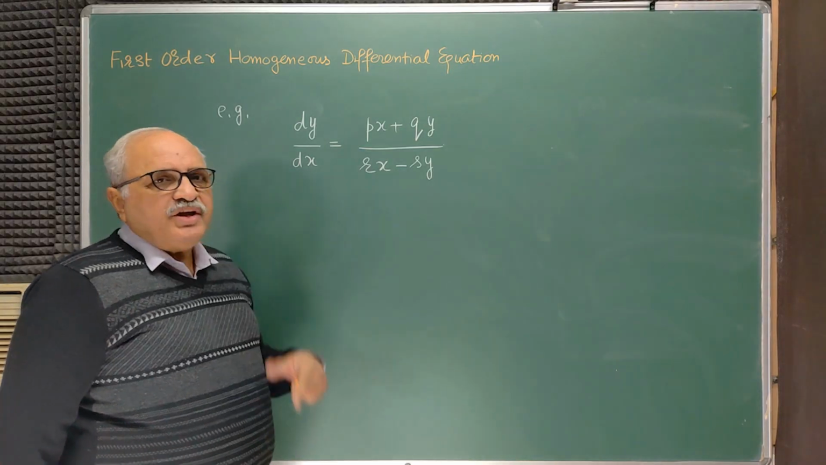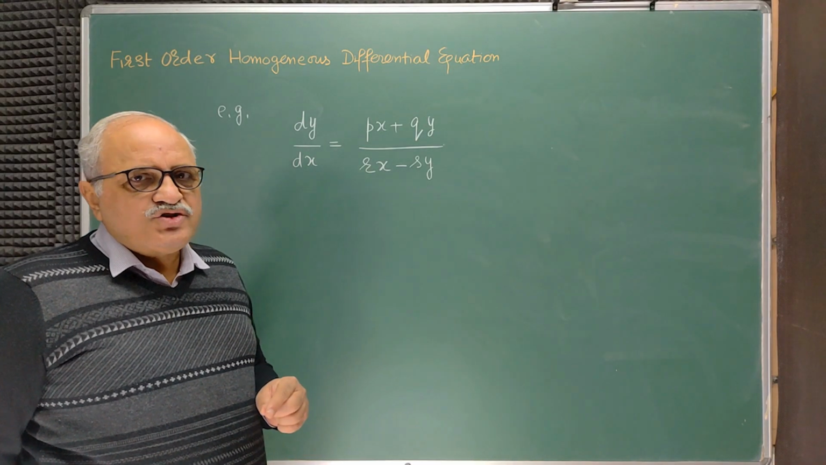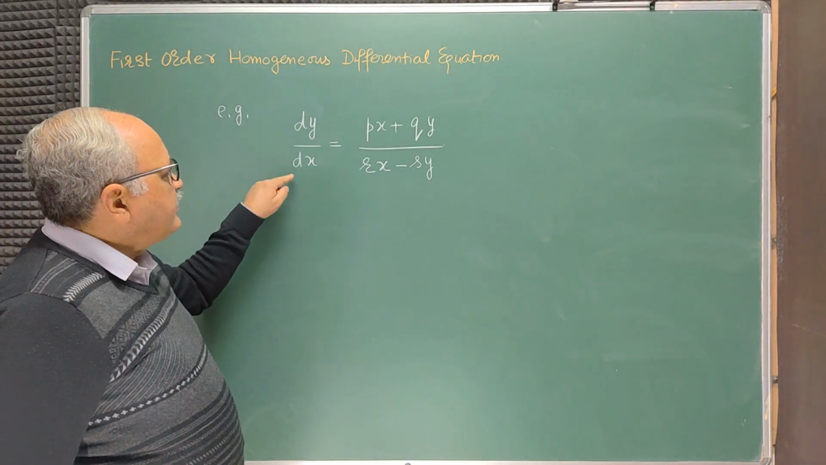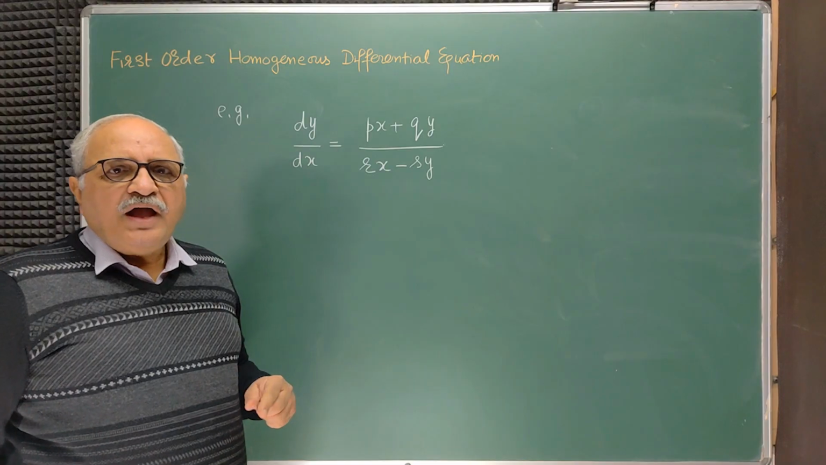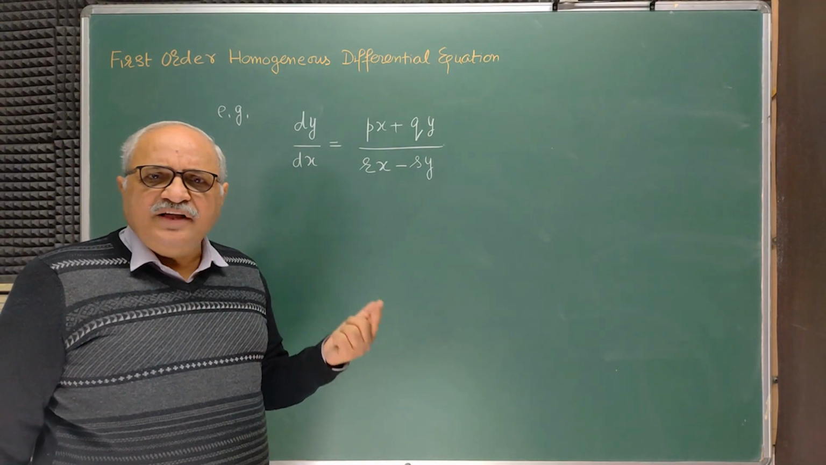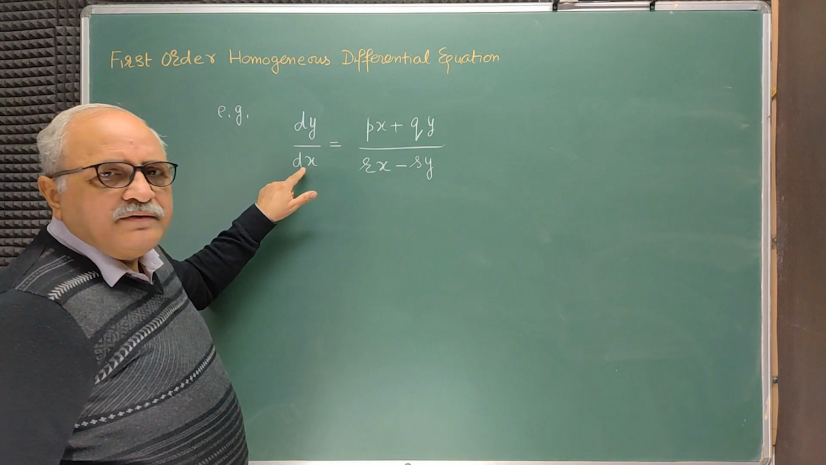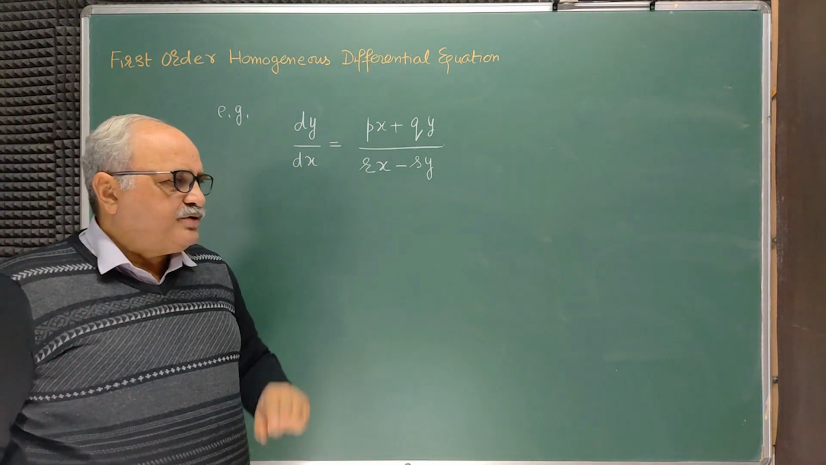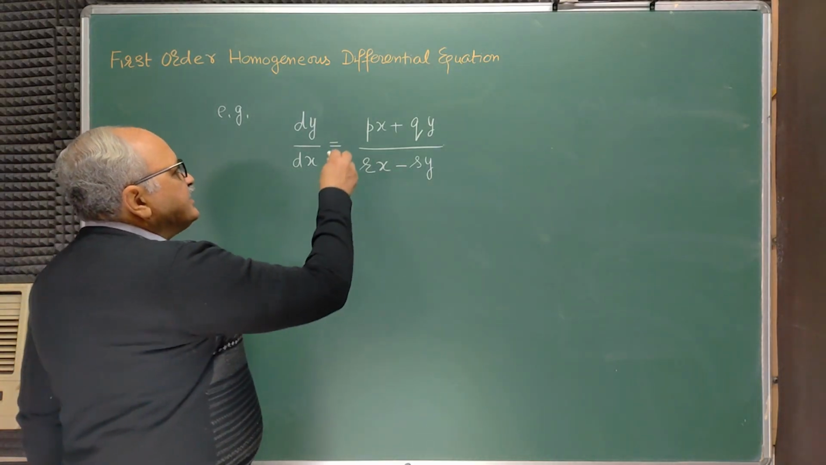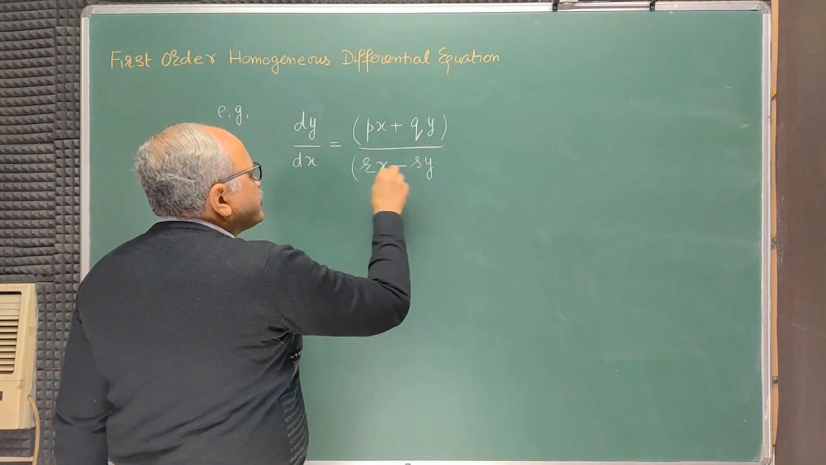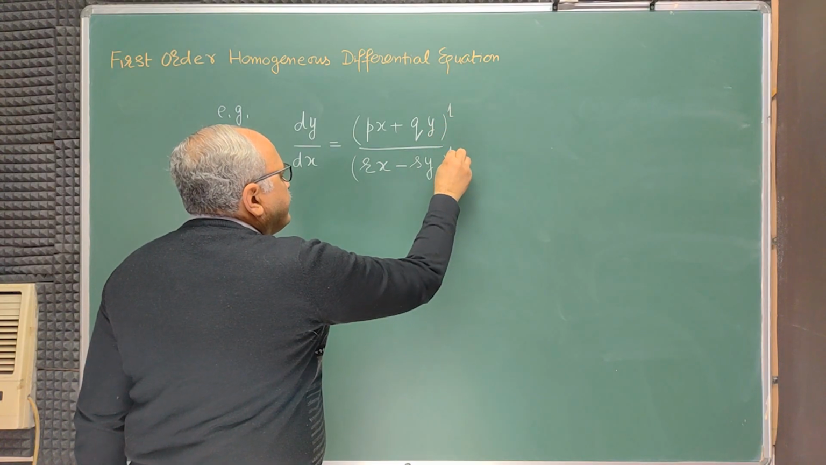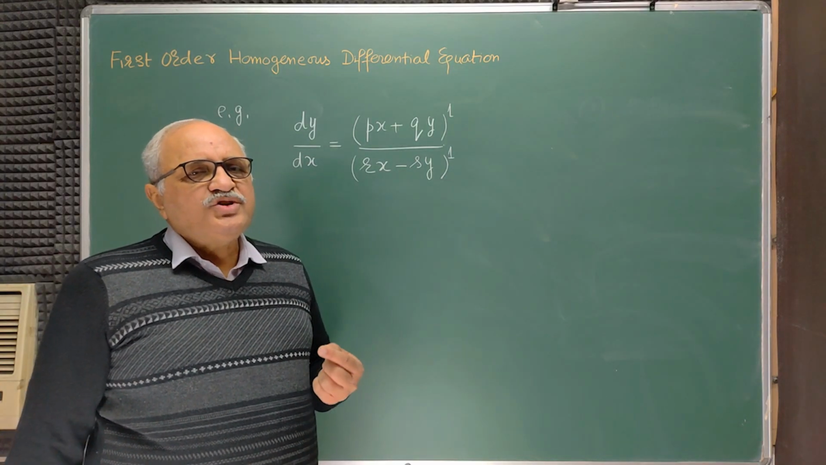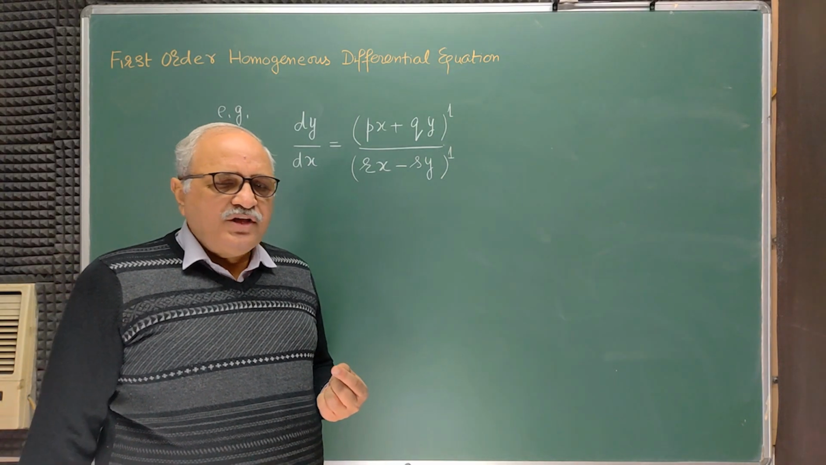Now this equation is first order differential equation. How can I say this? Because in this the derivative involved is of the order 1. I don't have any second derivative or the third derivative. There is only one order of derivative. So that's why this is the first order differential equation. The next thing is that I have for these functions the power is 1 both in the numerator as well as in the denominator. So this equation becomes a homogeneous differential equation.